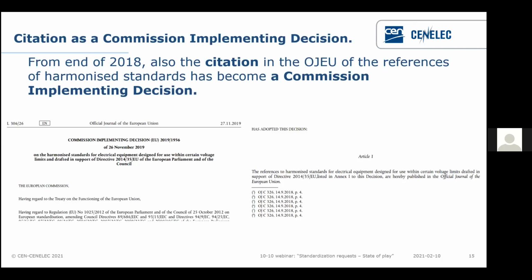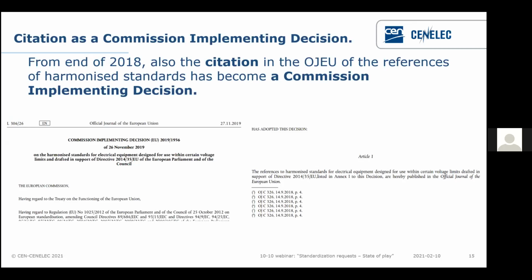And here we'll see an example of how it looks like. This is an example taken in 2019 for the citation of harmonized standards under the LVD, and you will see here there is a reference, this is a Commission implementing decision, and therefore look at the top left side of this page. This is published in the L series of the Official Journal, which means the legislative part.